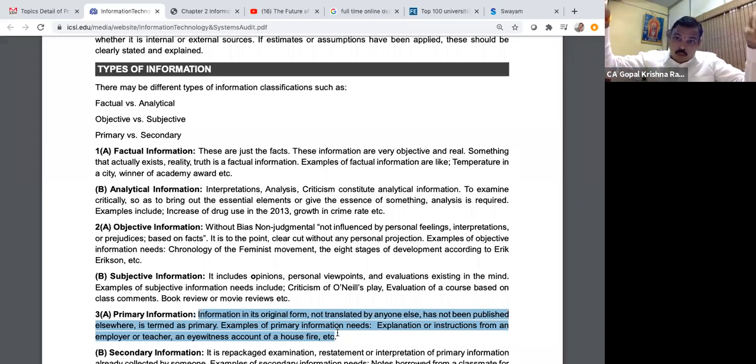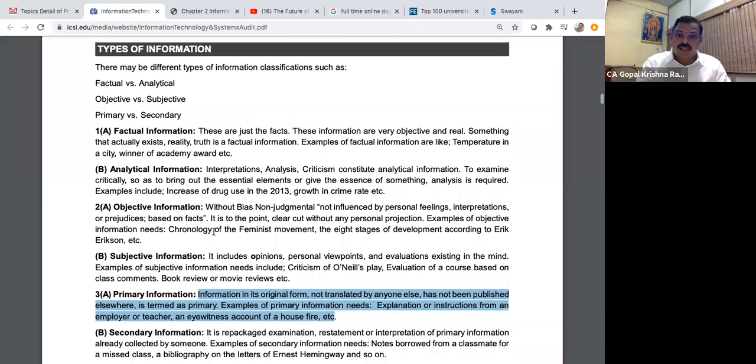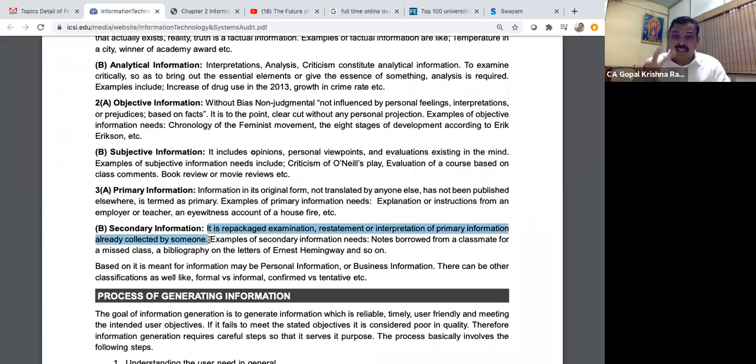What if the data is a cuckoo data? If the data is imaginary data, your analysis is also gone for a toss. So therefore, what is secondary data? It is pre-packaged examination, restatement, reinterpretation of primary information already collected by someone. That is called secondary information. So you have pluses and minuses in both primary and secondary. In primary, the plus, you get the original data. What is the minus? It will take longer time. Secondary information, what is the plus? Within short span of time, you can do it.